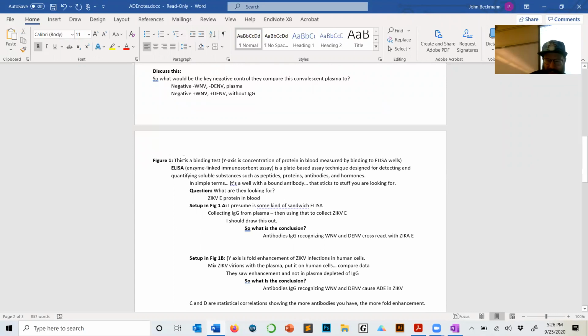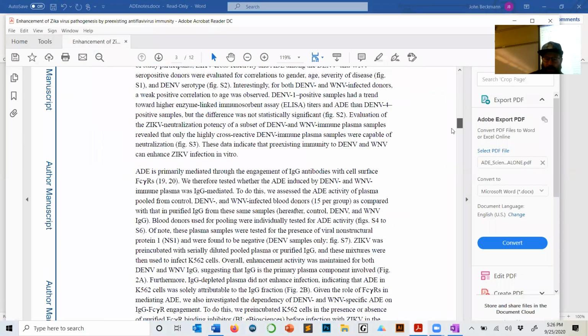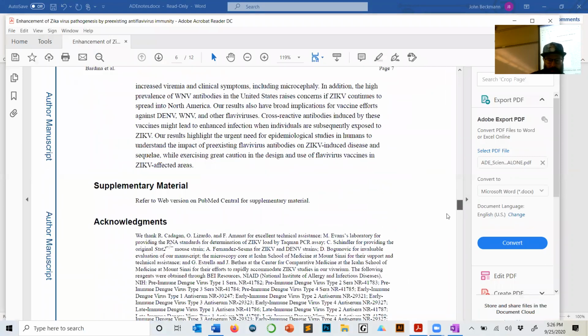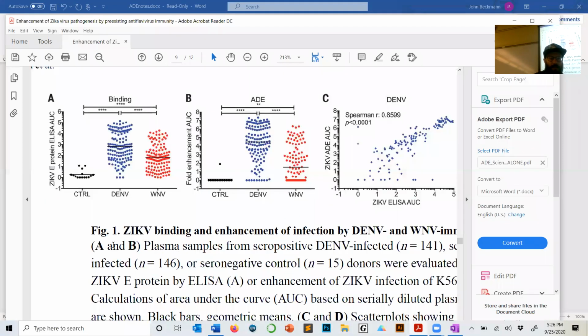Okay, so let's start looking at the data. Let's look at the paper, and let's just start at figure 1. This paper is quite easy to understand. If you just take it slow and look at the figures, it's really easy. Okay, so let's zoom in. So this is figure 1A.